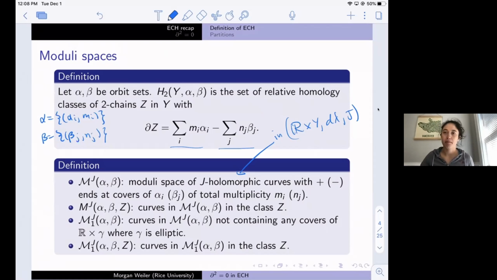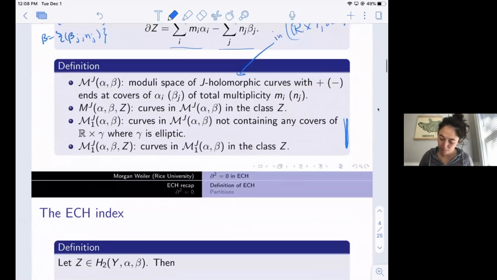I was actually surprised by this because I had not read this part of this paper. I had only seen the setup of ECH that doesn't use these moduli spaces without covers of elliptic orbits. But I'll explain to you how these spaces are involved in the setup of the differential.